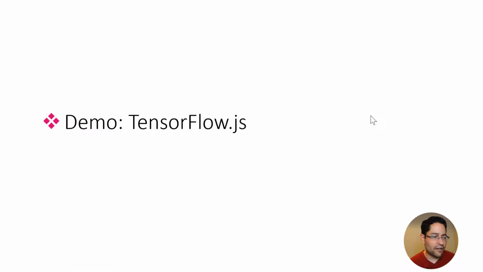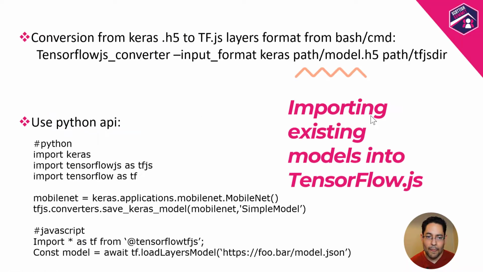So now we've had our demo of TensorFlow.js. What we can also do is convert an existing model. We can, for example, convert a Keras H5 model to the TensorFlow.js layers format. And we can do this in two ways. Either we can use it from the bash or the command prompt, where there's a TensorFlow.js converter command that we can use, or we can use it from the Python API.